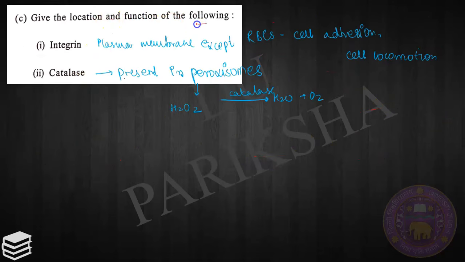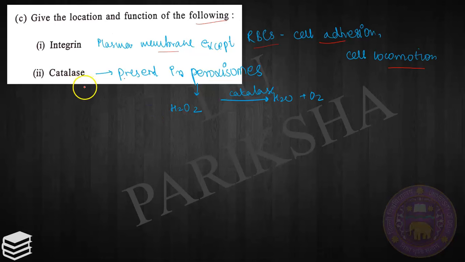First question, which is the compulsory question in the DU question papers. Here we have to give the location and the function of the following. First we have integrin. We have seen in the last question that integrin is a cell adhesion molecule that is involved in the interaction between the cell and its environment or with other cells. It is present on the plasma membrane of all cells except RBCs, and again it is involved in cell adhesion, cell locomotion as well as cell migration.